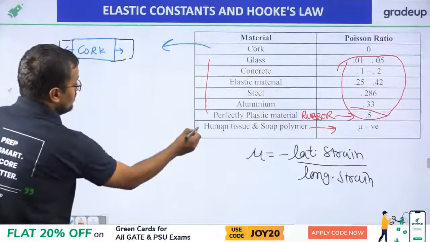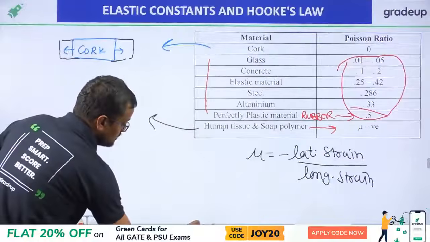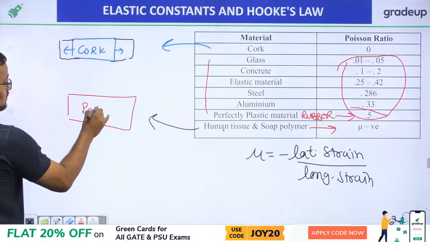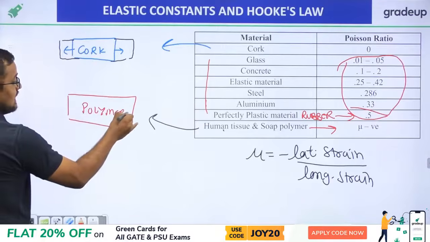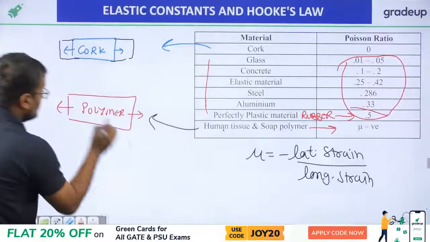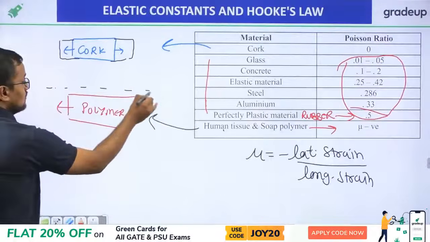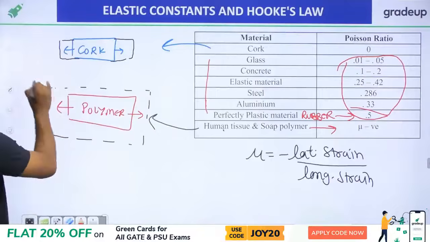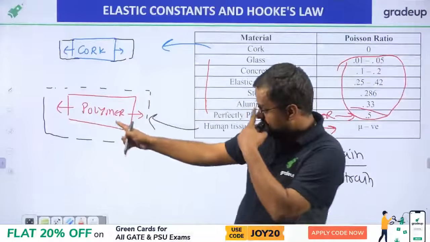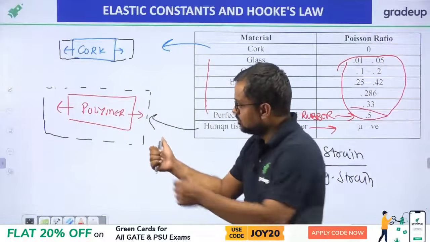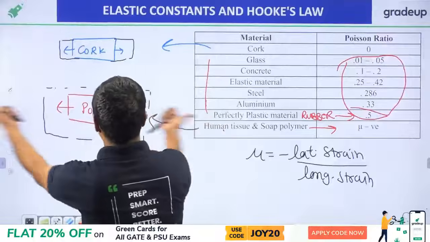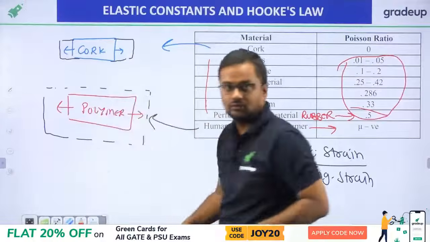Therefore, if I draw this for human tissue or soap polymer, suppose this is a polymer, and if I apply a P force like this, then my dear friends, the deflected shape will be somewhat like this. And if the deflected shape is like this, then the longitudinal strain along the force is positive, increasing, and the lateral is also positive.